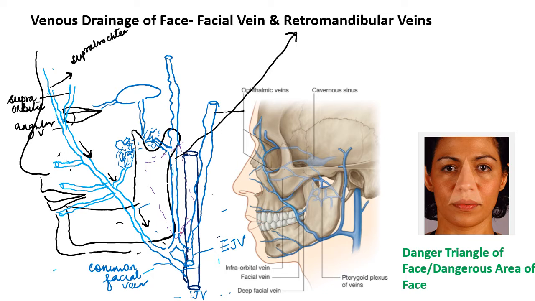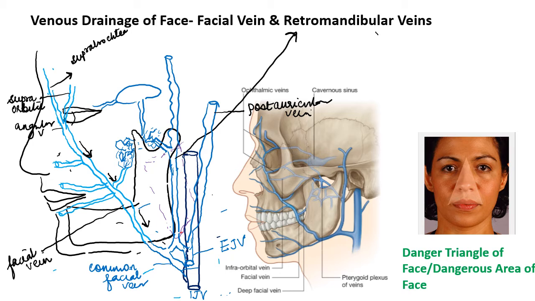So this would be the posterior auricular vein that we've already labeled, the retromandibular, and this is the facial vein. Now this is the usual direction of flow of blood.